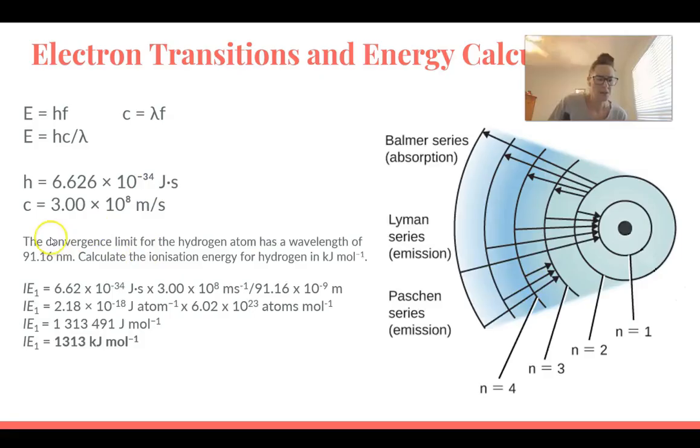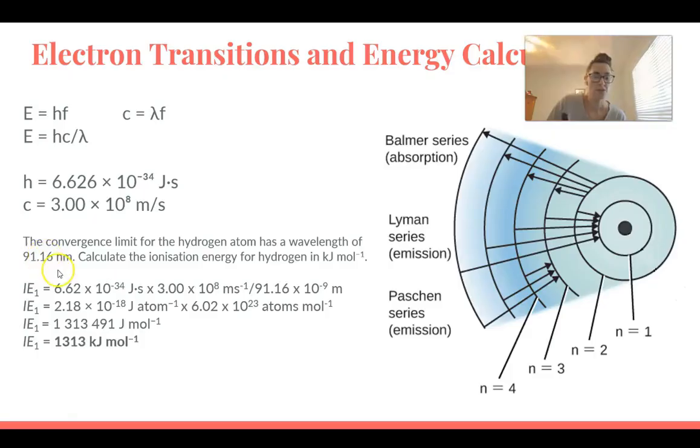Here's an example. I have calculated the convergence limit for the hydrogen atom, which has a wavelength of 91.16 nanometers. The convergence limit is just talking about the ionization energy, because we know that as energy levels get farther and farther from the nucleus, they get closer and closer together, or they start to converge. So the convergence limit is the same as the ionization energy. It tells you that the wavelength is 91.16 nanometers.